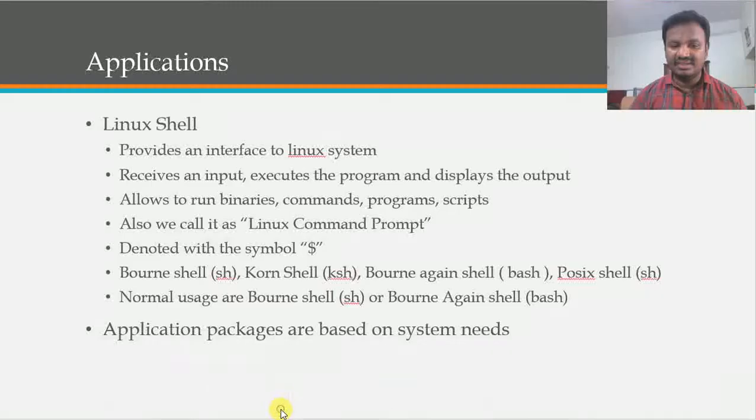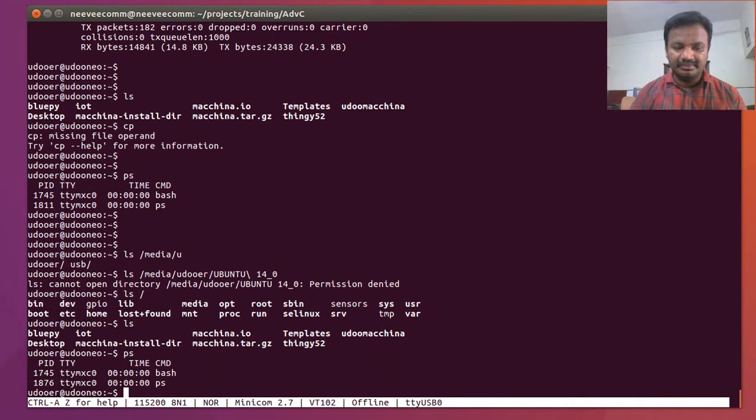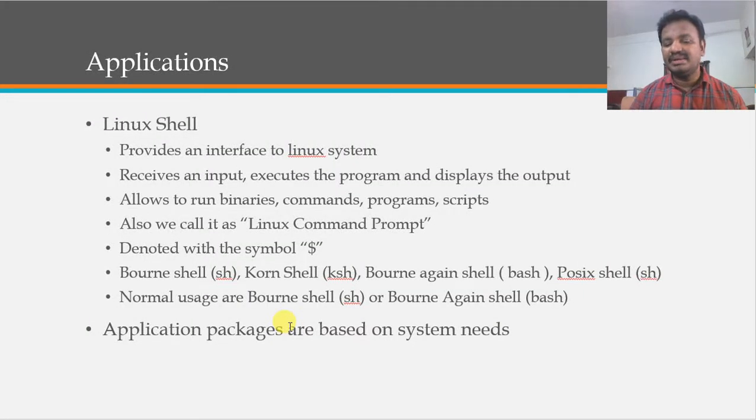And we have different shell options: Bourne shell, Korn shell, Bourne Again shell and POSIX shell. Normal usage is the Bourne shell or Bourne Again shell. Here we will see which shell we have used. Here we can see ps. Whatever shell is used is the Bourne Again shell over here, and the application packages depend upon our system needs. We will explore different kinds of applications for different frameworks and functions further. And that's it.